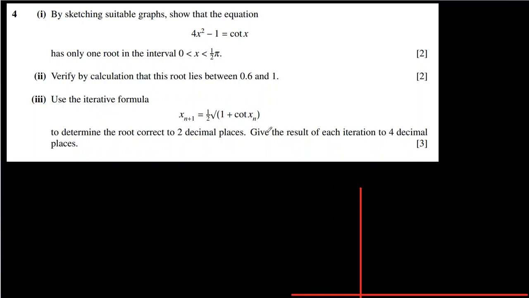Question 4 is about improving numerical solutions. We can see an iterative formula here, some x n plus 1, all this. So in the first part, they're saying, by sketching suitable graphs, show that this equation, this is equal to this, has only one root from 0 to half pi. So they have already given us the interval, right?